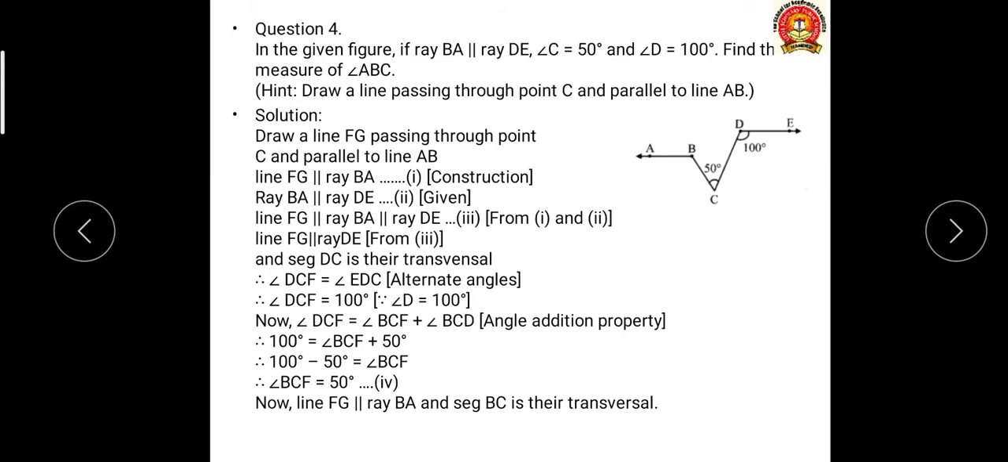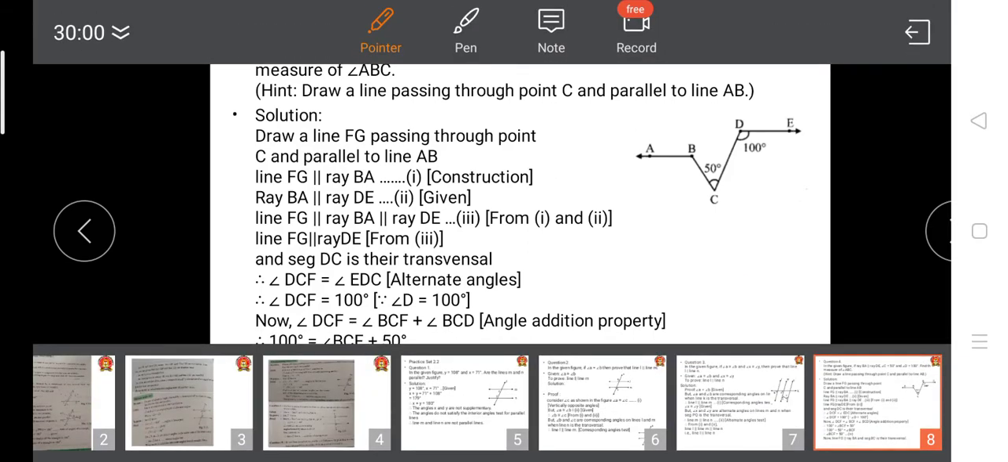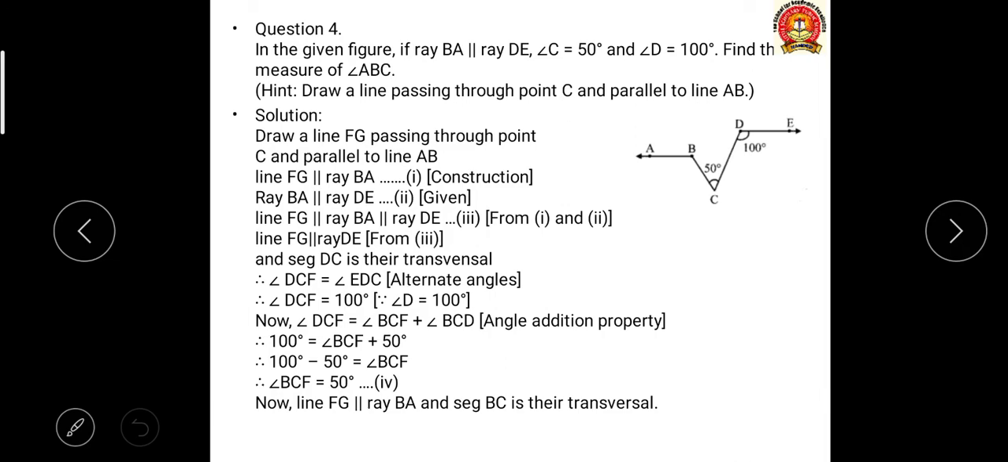Next. In the figure, ray BA is parallel to ray DE. Angle C is equal to 50 degrees. Angle D is equal to 100 degrees. See in the figure, it is already given. Find the measure of angle ABC. We have to find out this angle. This is also very simple. Just we have to draw the line which is passing through the point C and which is parallel to line AB.